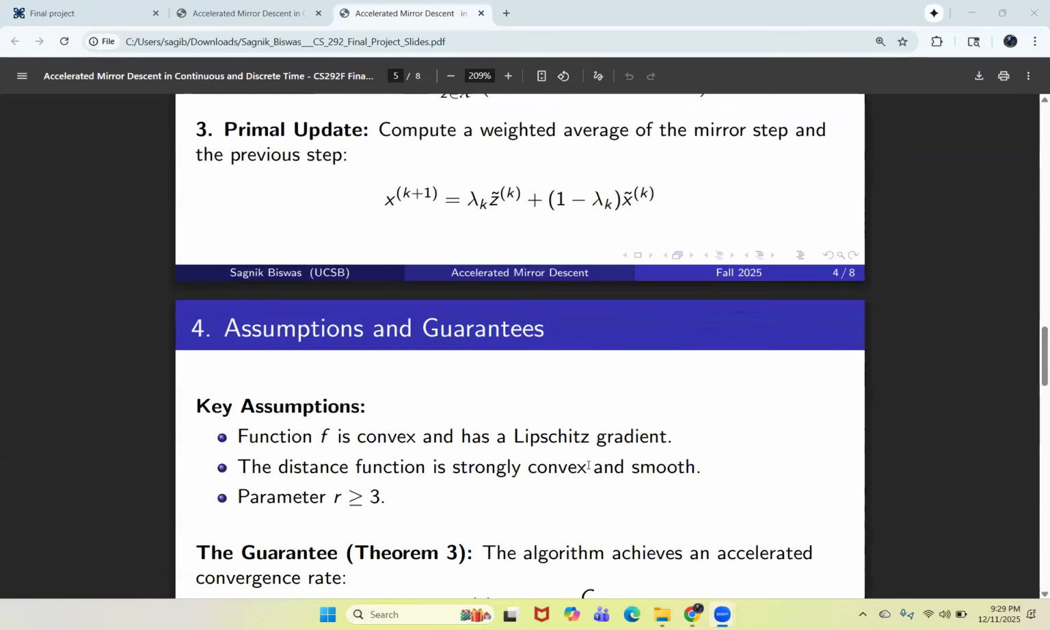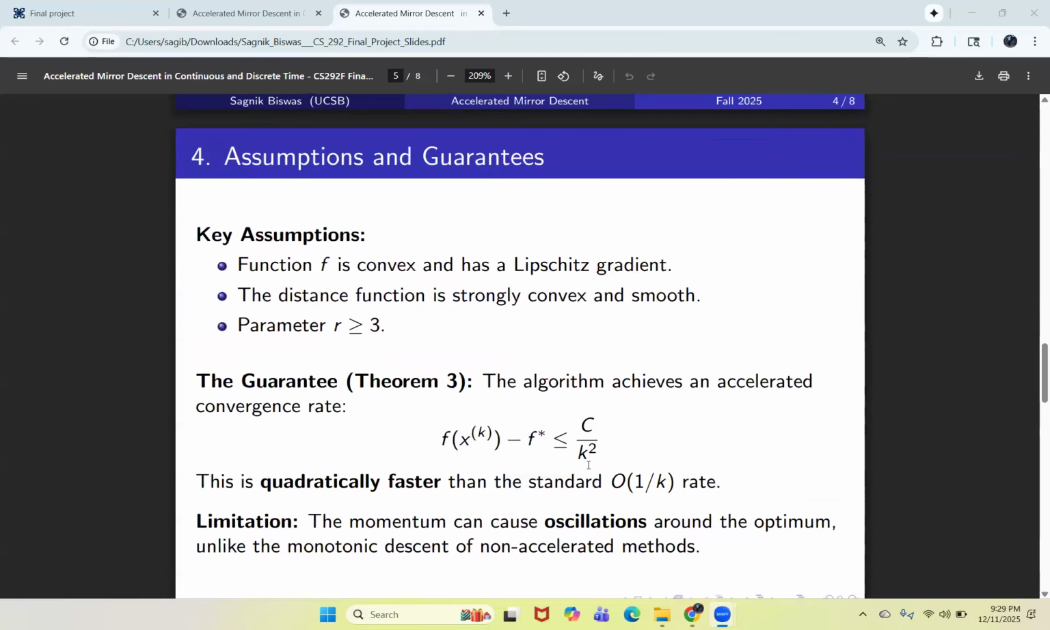And then, just to discuss some assumptions and guarantees here, you can ask, okay, what guarantees do I have? If I use this, what do I know for sure will happen?